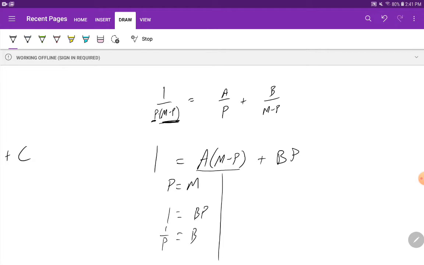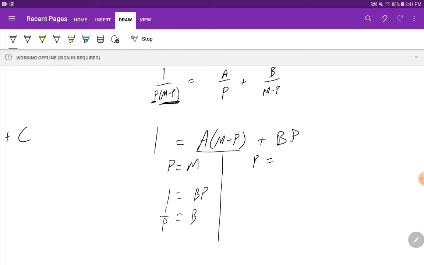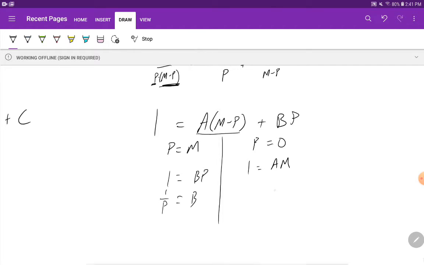My next smart value of p is going to be 0. Let p equal 0. If p equals 0, then the b gets canceled out, and I'm left with 1 equals am. A is equal to 1 over m. Oh, I just realized b should be 1 over m. Sorry, because we plugged in m for p. Oh, me and my mistakes. So what does this mean? A and b are actually the same value, 1 over m.